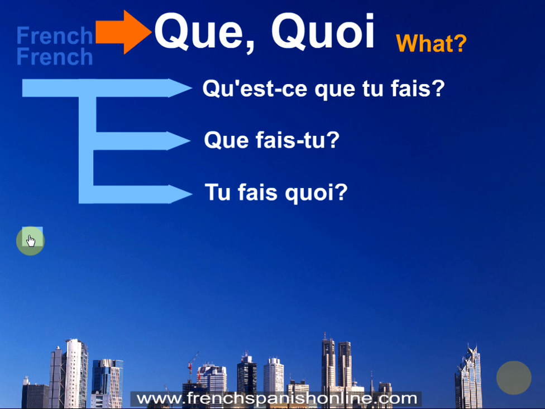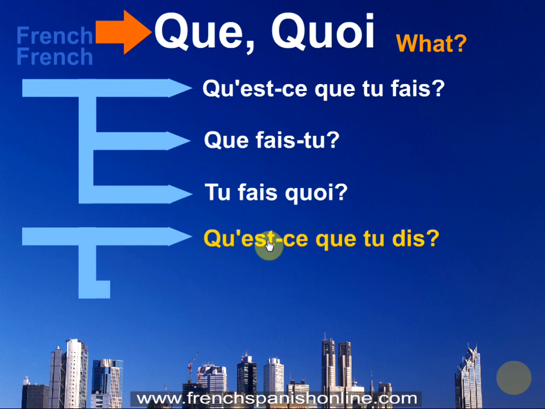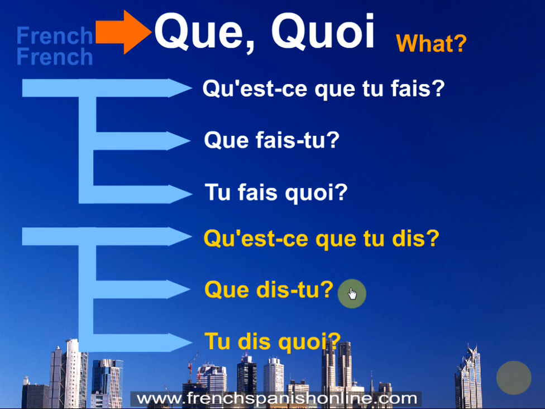Another example now with the verb to say. What are you saying? So three possibilities. Qu'est-ce que tu dis? Que dis-tu? And tu dis quoi? Here we have our rule, so it's not difficult now to understand how to form a question with the other interrogative words.